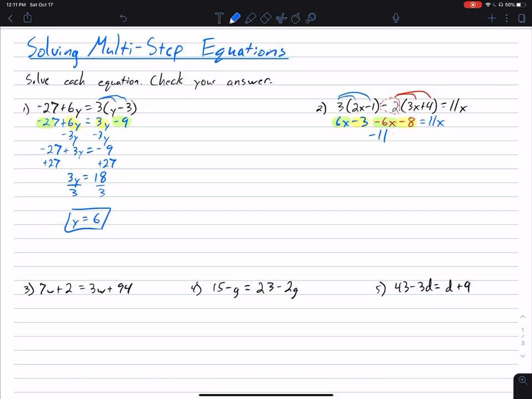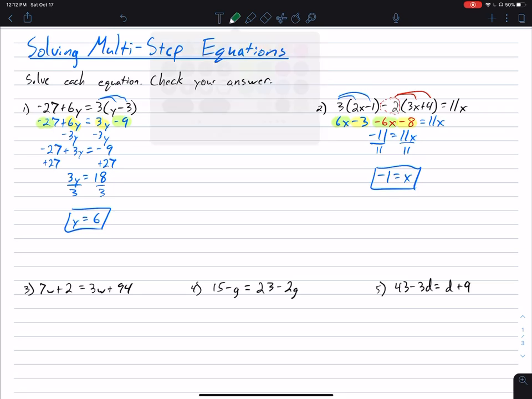So on 6x minus 6x, it's just gone, it drops out. So negative 11 equals 11x. And then I'm going to divide both sides by 11. So I get negative 1 equals x. Again, you should take that negative 1 and plug it back into the original problem and check to make sure that the two sides are balanced.